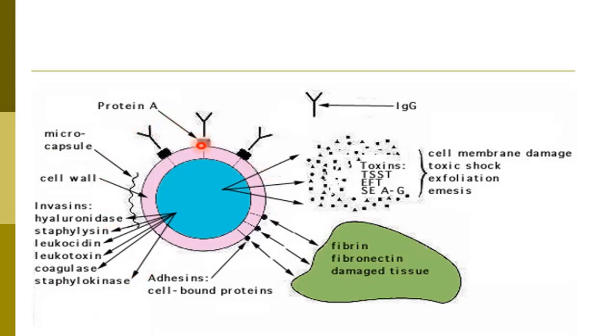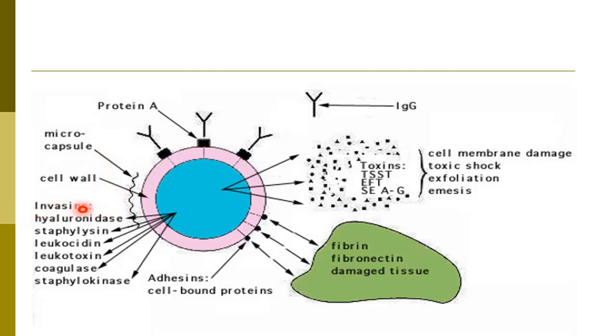I will start from protein A, microcapsule, and cell wall. With regard to the microcapsule in Staphylococcus aureus, we have a capsule, but it is of type microcapsule. It means not a true capsule, because it is non-antigenic. No antibodies are formed against it. Thus, it is called microcapsule.